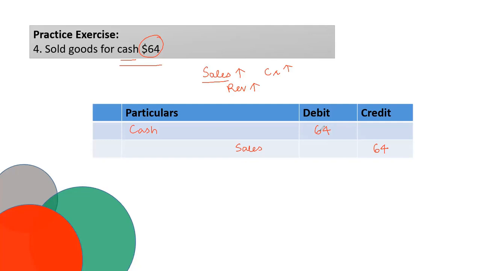So every transaction has a dual effect. So sales are increasing. When sales increase, it increases the revenue, and then it increases the credit side. And why are sales increasing? Because of the cash. Cash is coming into the business, so it will increase the debit side. I hope you have understood. Now moving to the next slide.